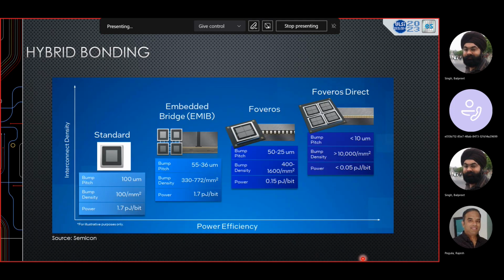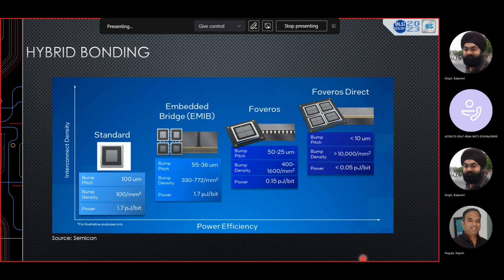And hybrid bonding, which Biswas touched upon a little bit. Let's look at this particular picture. We have standard packages where the bump pitches were like 100 microns, where bump density was about 100 bumps per mm square. When you go to EMIB, which is 2.5D, the bump pitches are scaling down to like 55 to 36 micron bump pitch, where you can get more bumps per mm square.